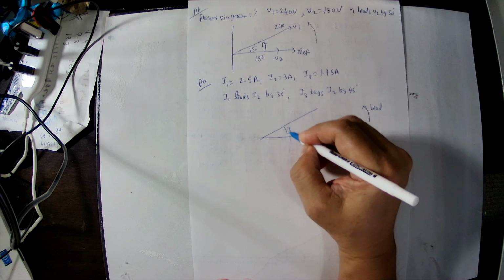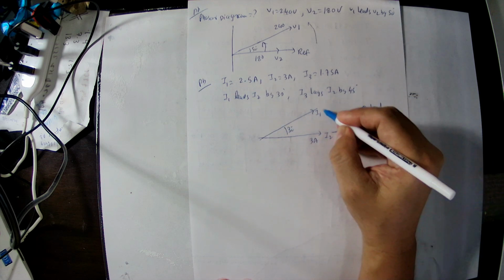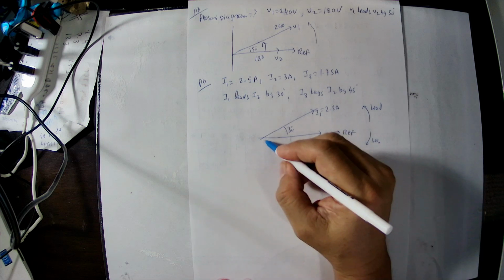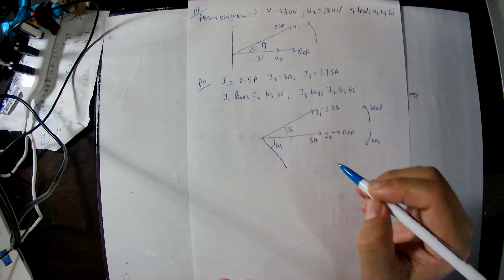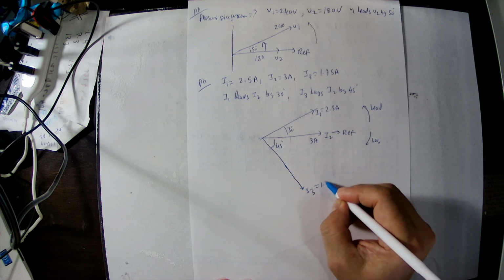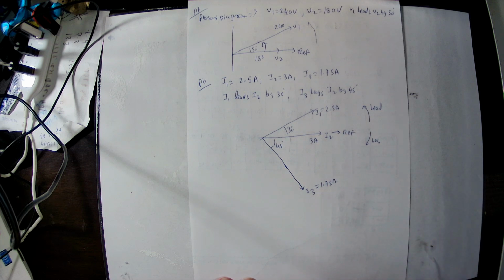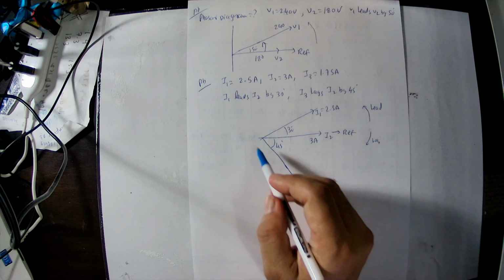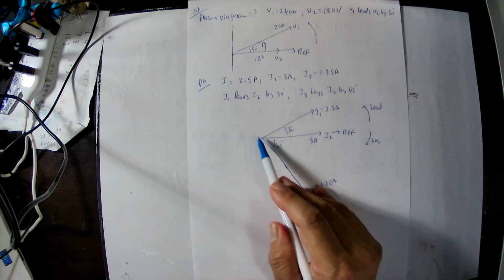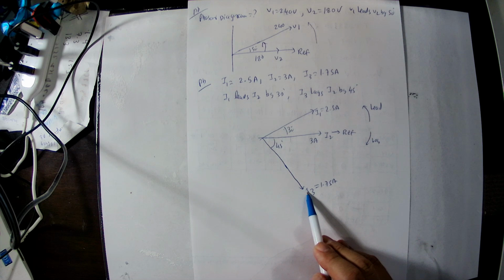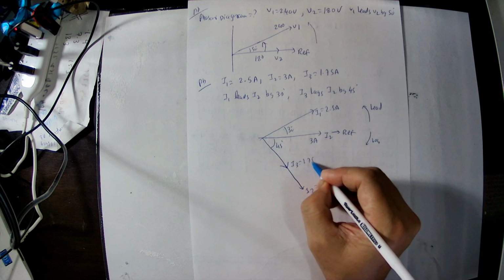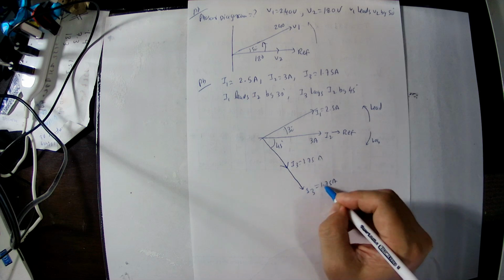So this is I1. I1 value is 2.5 ampere. I3 lags I2 by 45 degree. So here is 45 degree, and we can draw this as I3. I3 is 1.75 ampere. So this is the way we can draw the vector diagram. This is I2 reference. I1 leads I2 by 30 degree, I1 is 2.5 ampere. I3 lags I2 by 45 degree, I3 is 1.75 ampere. So this is the way we draw the vector diagram.